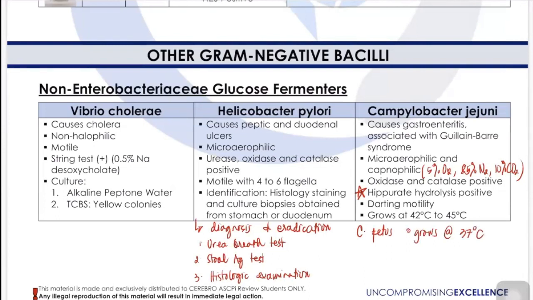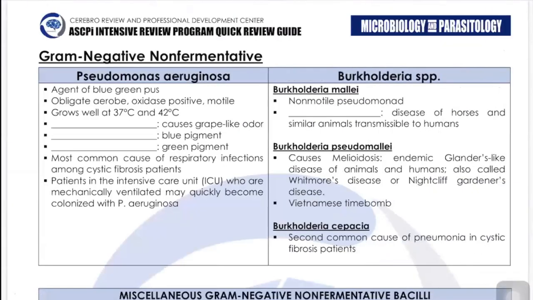Both of them are microaerophilic, both of them are oxidase and catalase positive. However, if we are really to differentiate them, take note that Helicobacter pylori will give a positive result in the urease test, while Campylobacter is negative. And Campylobacter grows at 42 to 45 degrees Celsius, whereas Helicobacter doesn't. Okay? So, that would be all for our non-Enterobacteriaceae glucose fermenters.